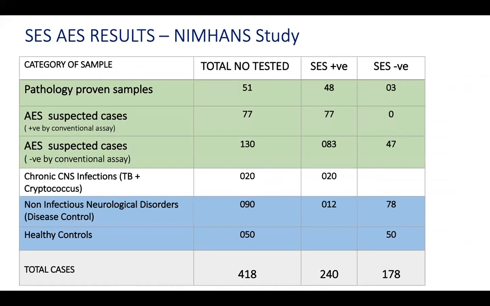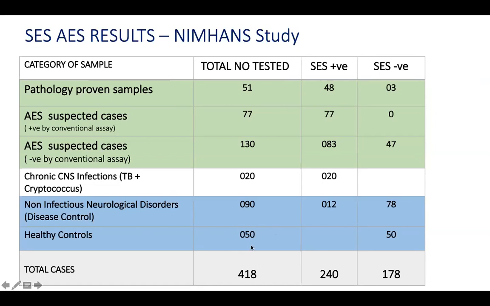So overall, this trial shows us something additional: we have chronic CNS infections, TB plus Cryptococcus 20, and we detected all of them. And for non-infectious neurological disorders, we took 90. Out of them, we got 12 positives. Now, what are these 12 positives? These 12 are brain tumors on chemotherapy. There are an additional 10 brain tumors which were operated on, but with no chemotherapy in those patients, we didn't see the latent viruses such as HHV-6, CMV, and HSV.